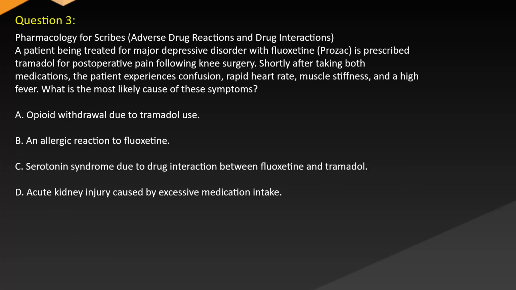Question 3. Pharmacology, adverse drug reactions and drug interactions. A patient being treated for major depressive disorder with fluoxetine (Prozac) is prescribed tramadol for postoperative pain following knee surgery. Shortly after taking both medications, the patient experiences confusion, rapid heart rate, muscle stiffness, and a high fever. What is the most likely cause of these symptoms?